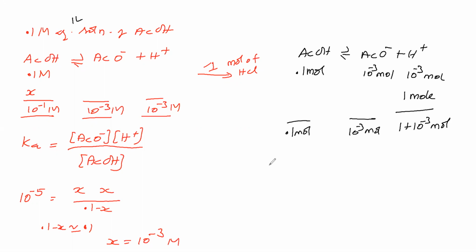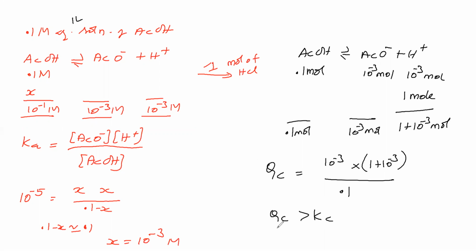Now we will see the QC value. We will find QC. QC is equal to the concentration of acetate ion, 10 power minus 3, times the concentration of H plus, 1 plus 10 power minus 3, divided by the concentration of acetic acid, 0.1. Now this QC and this KC we will compare. We can say QC is greater than KC, in the sense that the system is not at equilibrium.